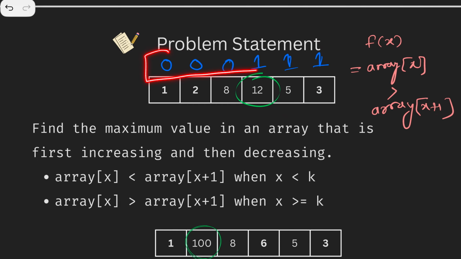Now if I apply binary search on this array to search for the very first occurrence of 1, then we can definitely see that it's going to be index 3. And that's where our answer is.